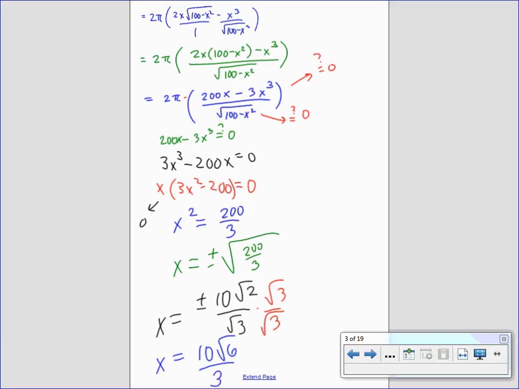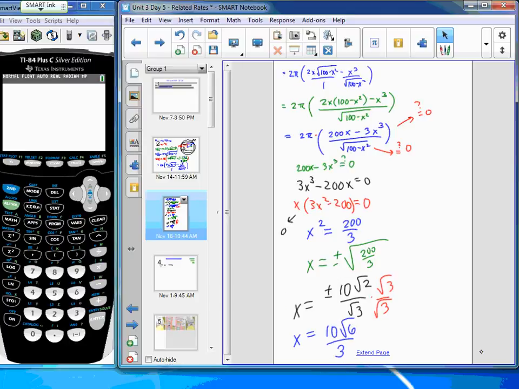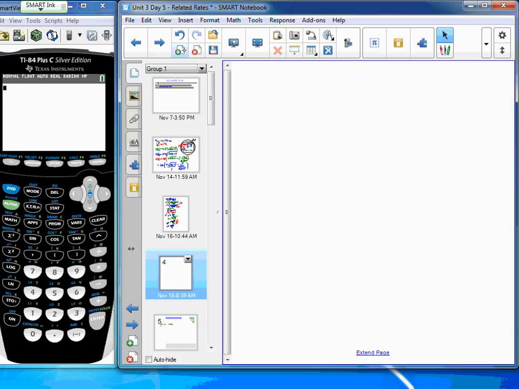Oh my gosh, and I dropped the plus and minus. Why did I drop the minus? Well, we're not going to have a negative radius. All right, all that was so we could do this. Do what? So we could do a number line.